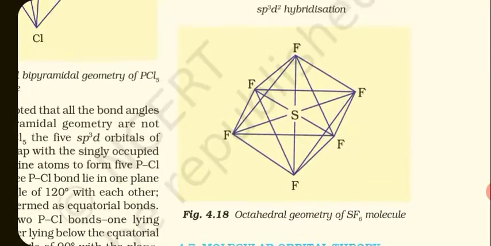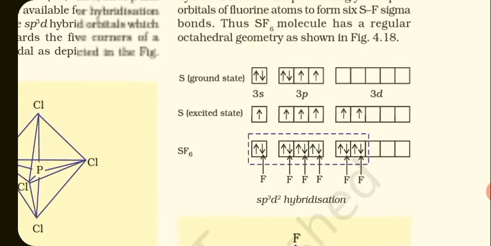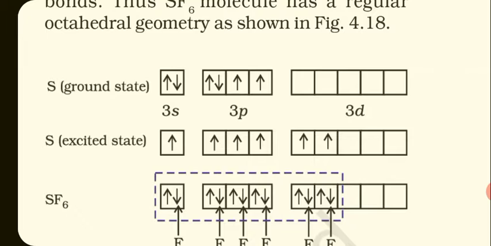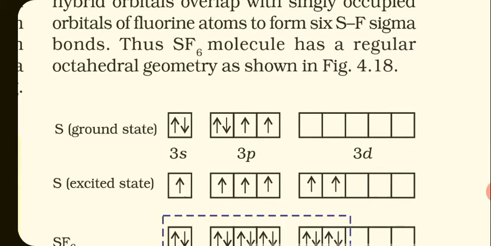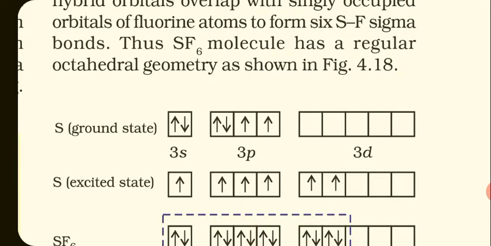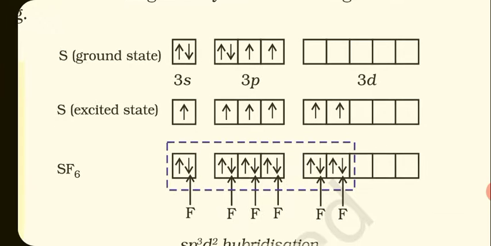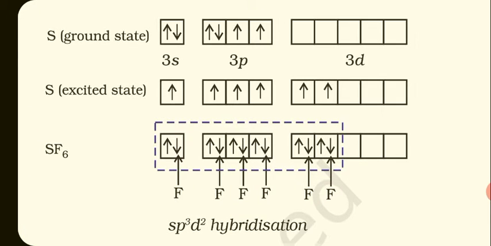As you can see, the ground state electronic configuration of sulfur is 3s has 2, 3p has 4, and 3d is completely empty. In the excited state, the paired electrons of 3s and 3p become unpaired, and 2 electrons appear in 3d, going to a higher energy level.